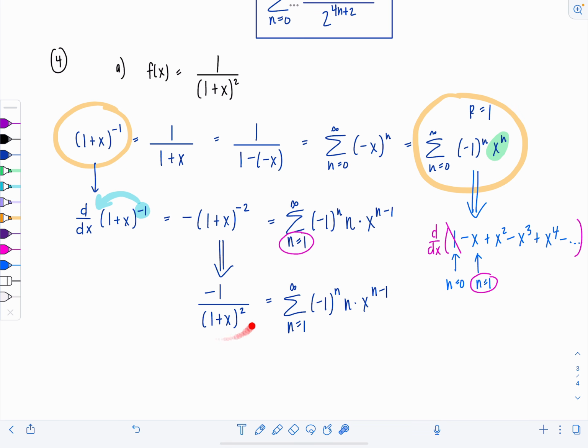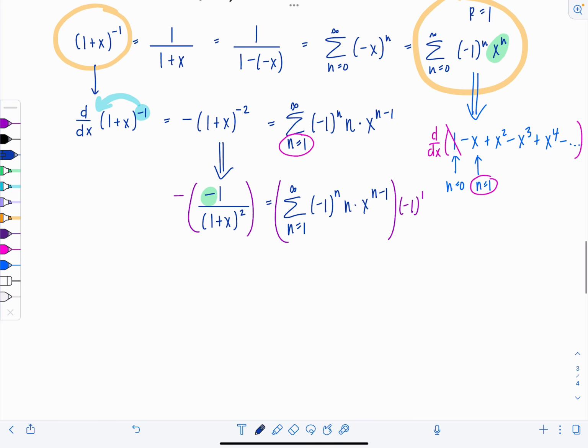Let's look. Here's what I have a power series for. F of x looks super similar. It's just I got to get rid of this negative. Okay, so I'm just going to multiply both sides by another negative. And that's the same as just multiplying by negative 1 to the first, right? Why am I telling you that? You're like, I know. Because I can combine that extra negative with negative 1 to the n.